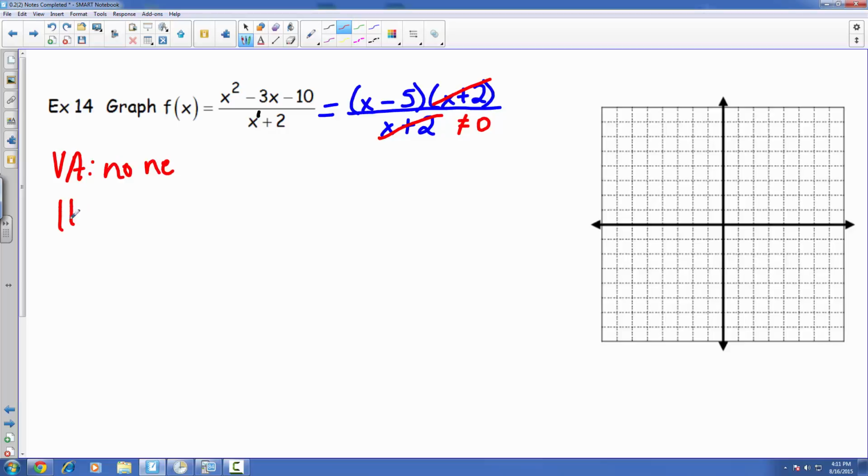In terms of our holes, that x plus 2 that did cancel out, we're going to go ahead and set that equal to 0. And thus is our hole. Now we go ahead and just solve for this. We end up then with just x is equal to negative 2. So we found the specific x value for our hole. Now we just have to find the y.